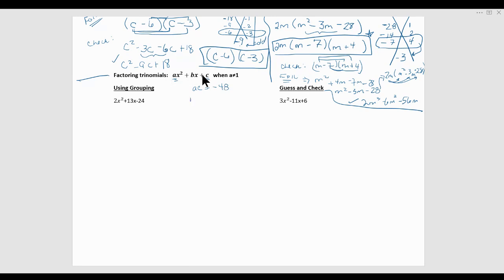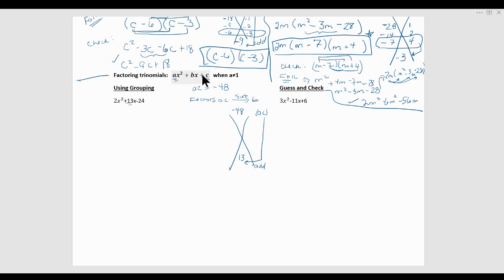And we want to know what are the factors of A times C that are going to add together to give me my B term, or in this case, 13x. Okay, so let's have a look at that and see what we get. I'm going to make my little x over here, and I'm going to put my minus 48. This again is A times C. And I want to know what factors of minus 48 are going to add up to give me a positive 13.